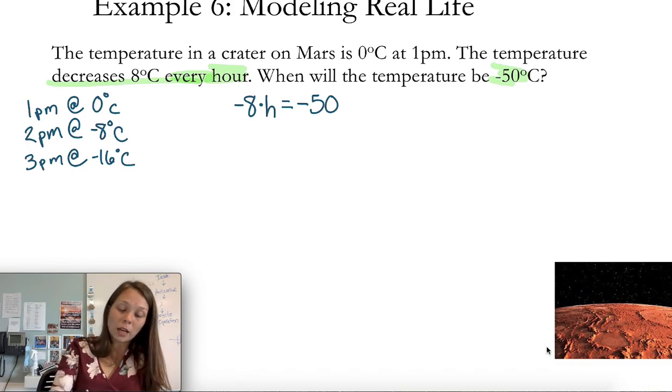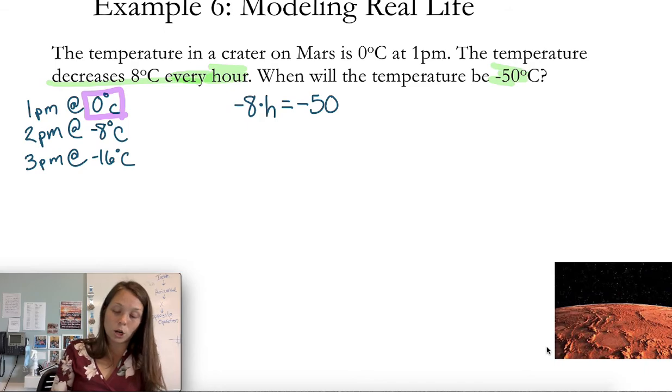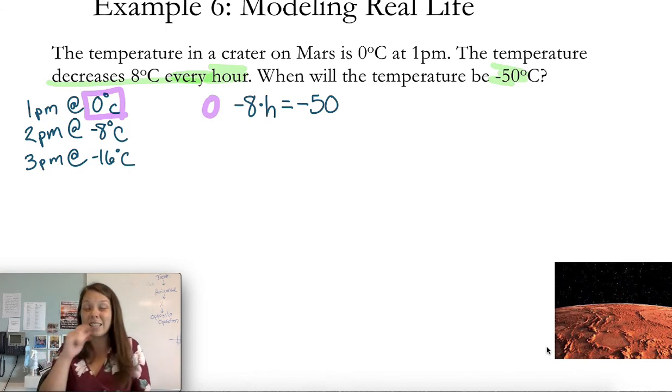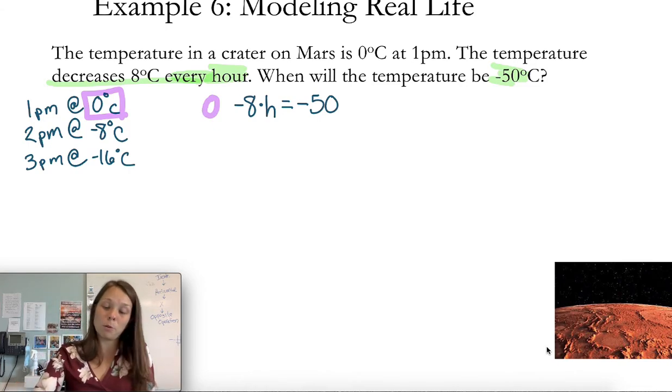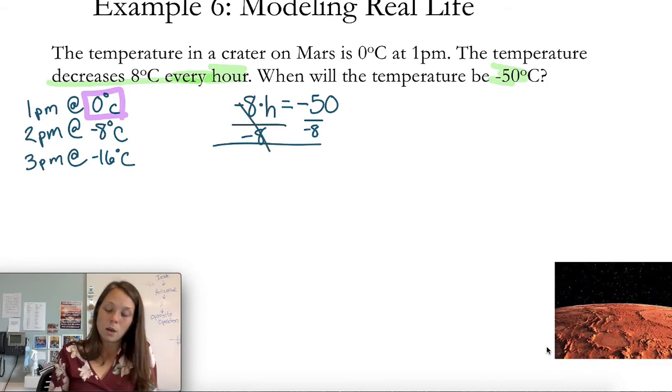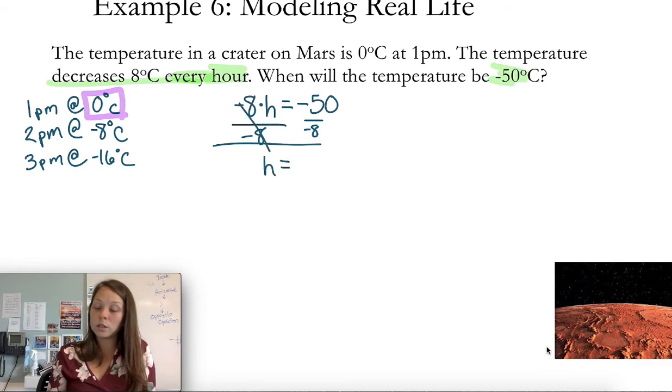Because we're starting with 0 degrees as our starting point, it's helpful to think of it as 0 minus 8 times h, but it's not necessary because our starting point is 0. So solving this, we're going to divide by negative 8. We're going to get h is equal to, well, negative 50 divided by negative 8 is 6.25.